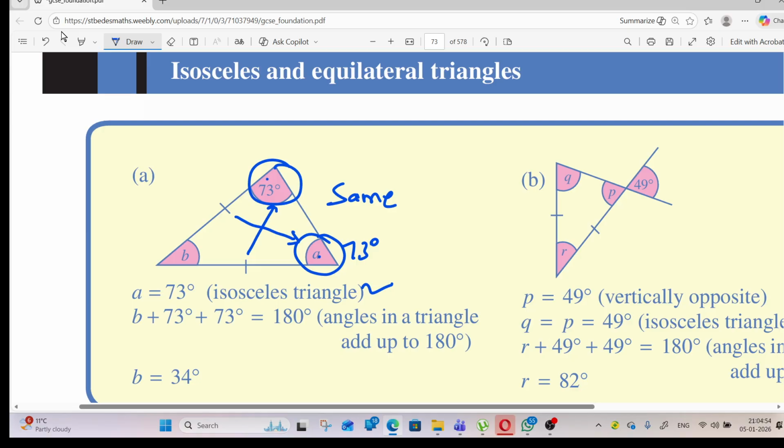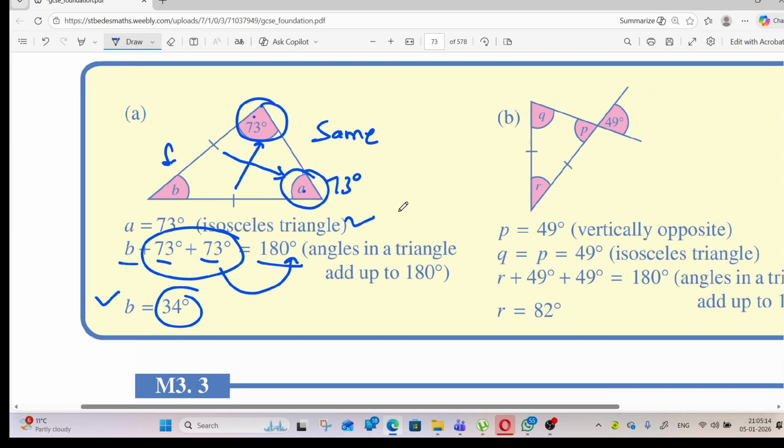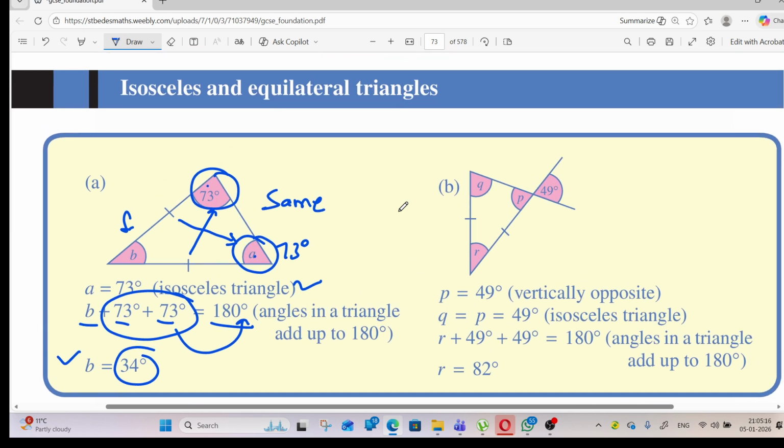Now, I can find B because I know that angles in a triangle add up to 180. I can write B plus 73 plus 73 is equal to 180. If I add them and subtract from 180, I can find my B, right? Now equilateral triangle.